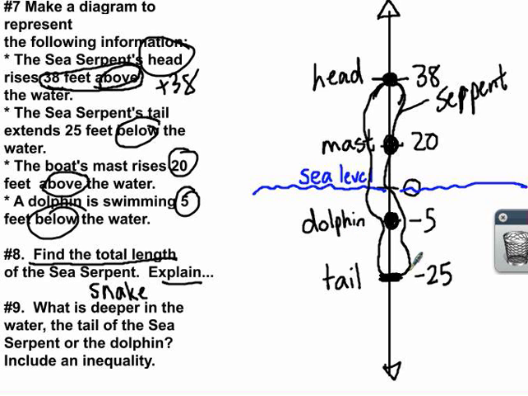And then in number 9, what is deeper in the water? Is it the tail of the sea serpent or the dolphin? So you need to understand what deeper means. And then also you need to know what inequality means. Remember, inequality means either using this symbol or this symbol, and you have to put your numbers. So you need to write down the numbers that go with one of these symbols. All right, good luck.